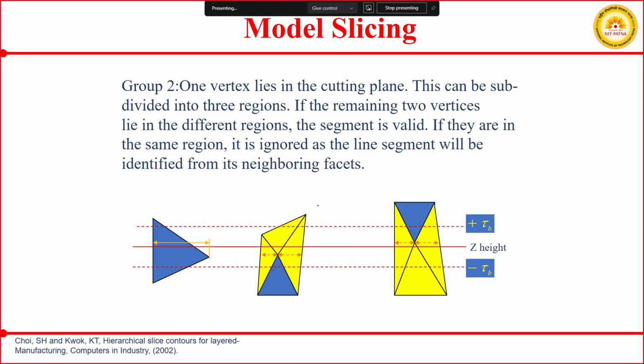In the second case, one vertex may lie in your cutting plane or your slicing plane. Suppose you are having a triangular facet like this, or like this, or like this. In all these three cases, one vertex is lying in between your tolerance zone or your cutting plane.